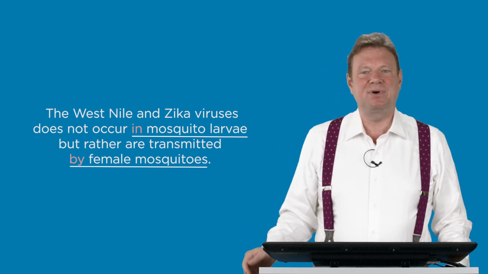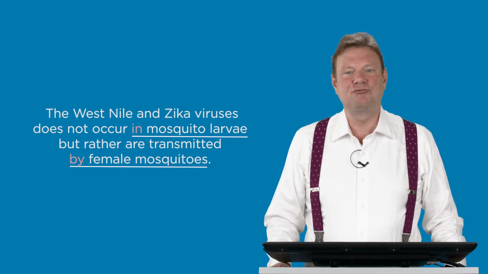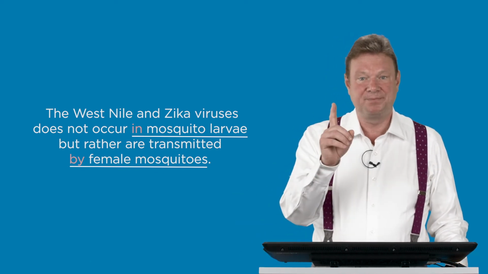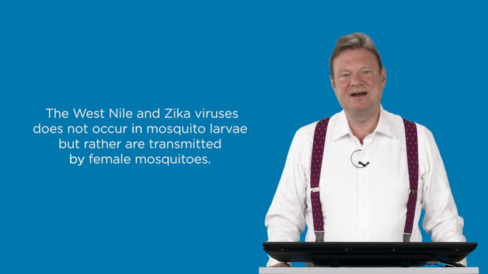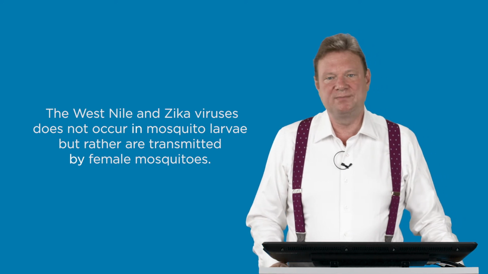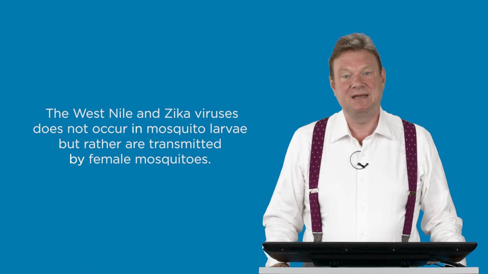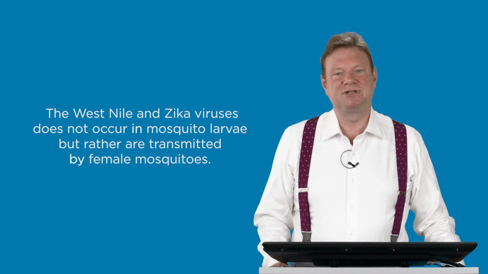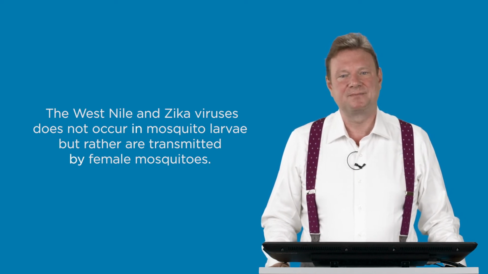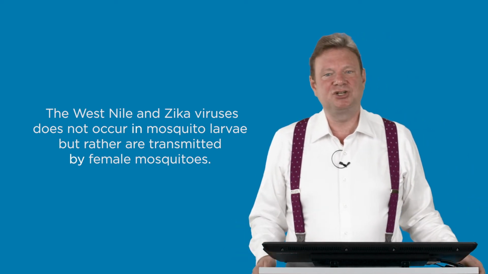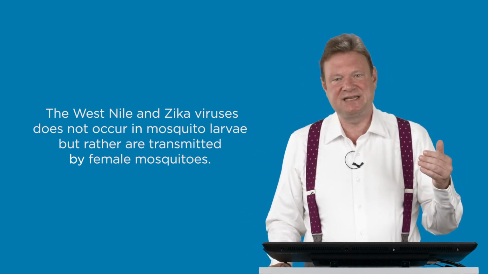To decide whether the prepositional phrases are essential to convey the intended meaning, we need to recall what we determined in step 1. We found that the meaning of the sentence is, the West Nile and Zika viruses do not occur in mosquito larvae, but are transmitted by female mosquitoes. In this case, we keep our prepositional phrases because they are both integral to the point being made. Even without having any prepositional phrases to remove, we have a significantly simpler sentence than we started with.